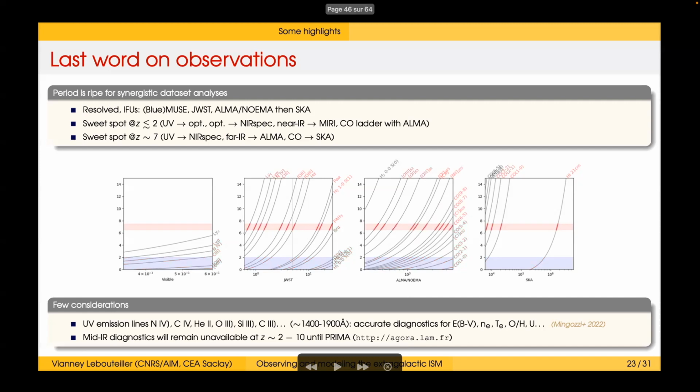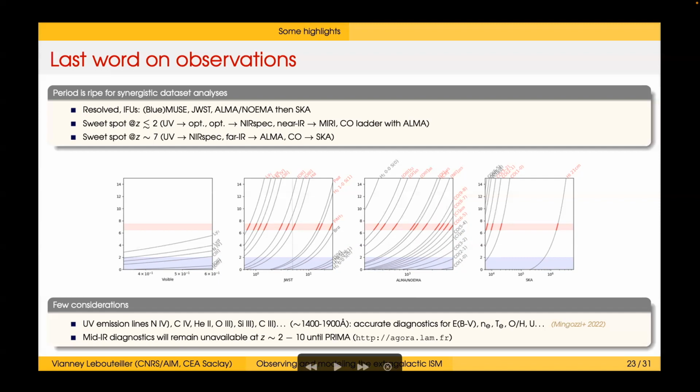But there is another sweet spot for unresolved galaxies, which is at redshift 7, where you have a bunch of tracers and UV diagnostics falling into the NIRSpec range, including these lines that you might not be used to, but in the rest frame, they would fall between 1400 and 1900 angstroms, and they provide accurate diagnostics for a bunch of physical parameters that are very interesting to measure. The far infrared lines will fall into ALMA, so some lines are already observed, and some CO lines falling into SKA. So it's really a sweet spot.